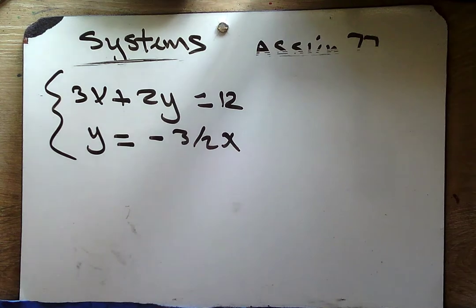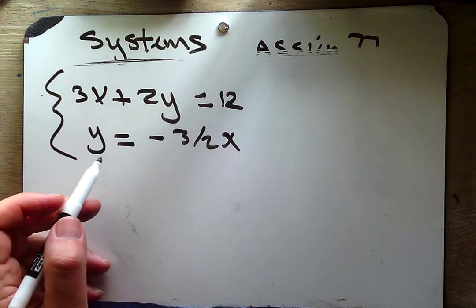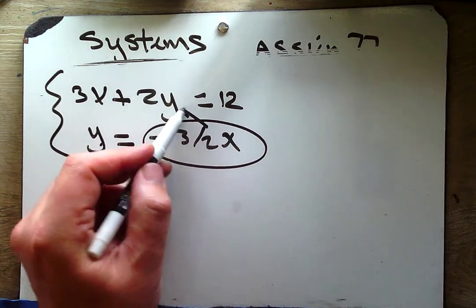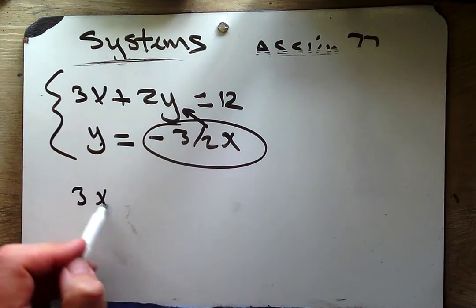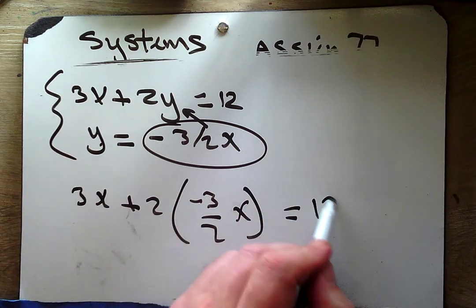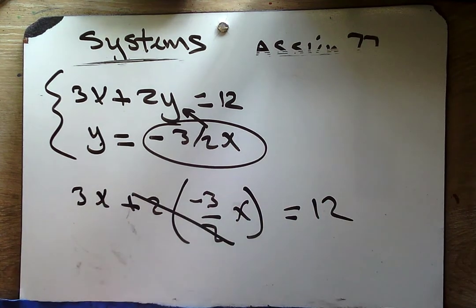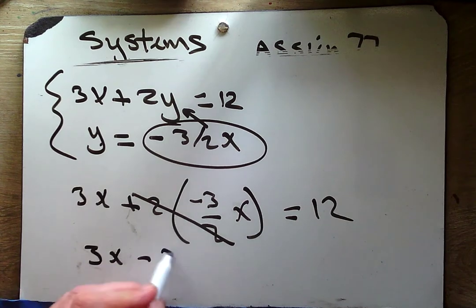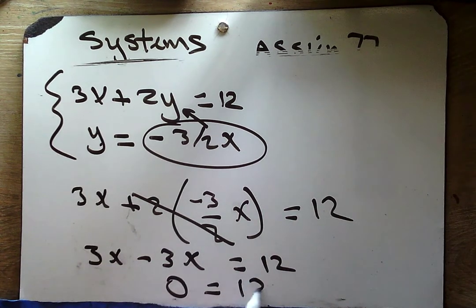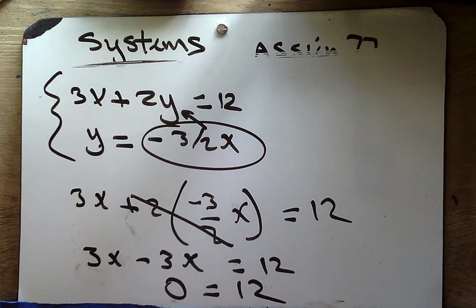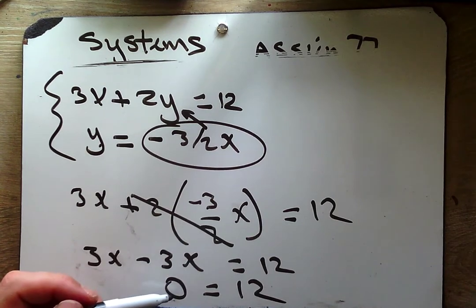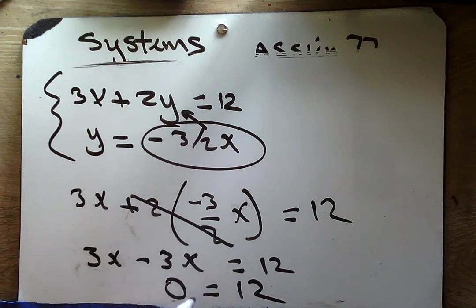Okay, so it's already set up for substitution. I know what y is equal to, so I'm just going to take this and plug in there. 3x plus 2 times negative 3/2 x equals 12. Well, these cancel. And then I have 3x minus 3x equals 12, and 0 equals 12. What's that mean?